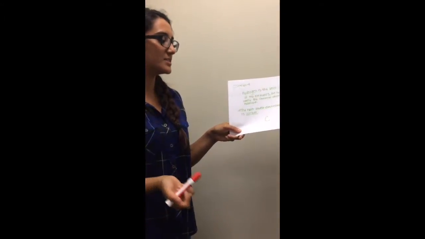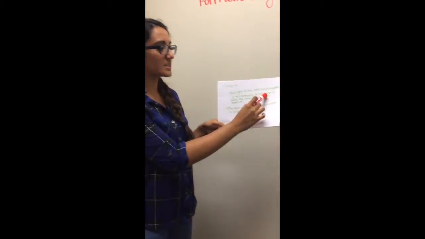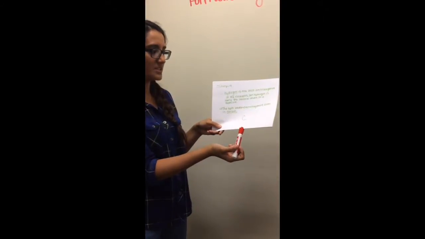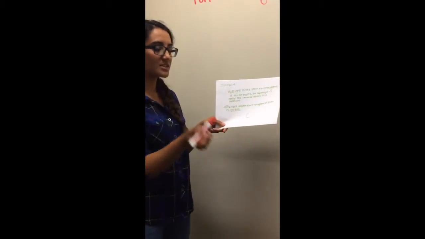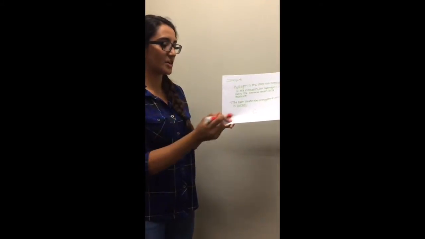Step 4, we are choosing a central atom. In this molecule, hydrogen is the least electronegative of the elements, but hydrogen is rarely the central atom in a molecule. So the next lowest electronegative atom is carbon.